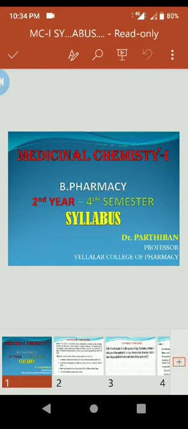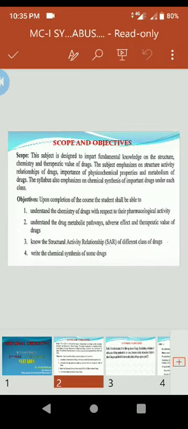Medicinal chemistry is focused on drug design and chemical synthesis. At the same time, pharmaceutical chemistry also studies drug design and synthesis, but takes it a step further with the process of bringing new drugs to the market. Now, coming to medicinal chemistry.